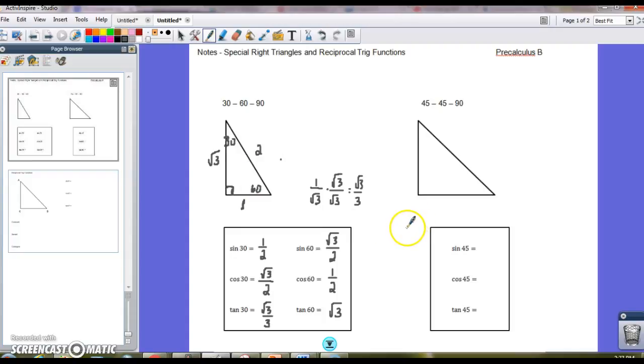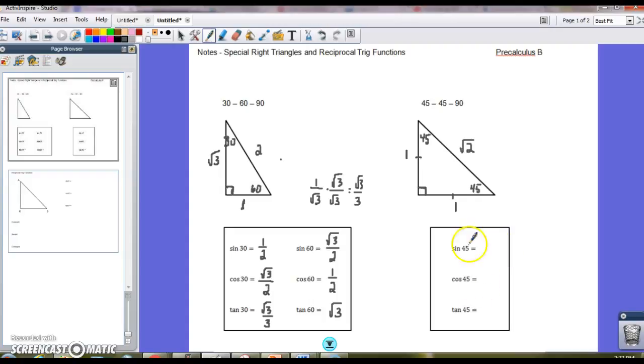Okay? Let's move on to the 45, 45, 90 triangle, also called an isosceles right triangle because these two sides are going to be the same length. So if this is 45 degrees, this is 45 degrees. And let's say that this was 1, that would mean this was 1. And if we went ahead and did Pythagorean theorem, we would end up getting that this is radical 2.